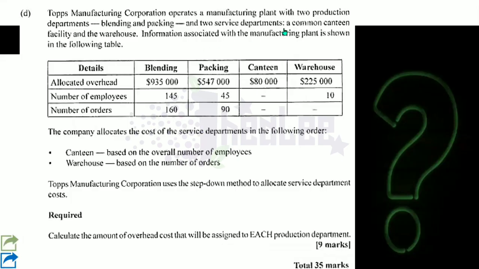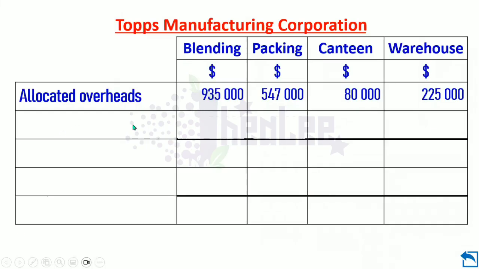And again, just a reminder that the allocation is based on the following order. We begin with canteen, and it is based on the overall number of employees. So in our response, we need to indicate that we are allocating the canteen first. Having written allocation of canteen, we're going to show that we're reducing the canteen of its allocated overhead, and that is to show the $80,000 in brackets. And this $80,000 is what we're going to share among the other cost centers.